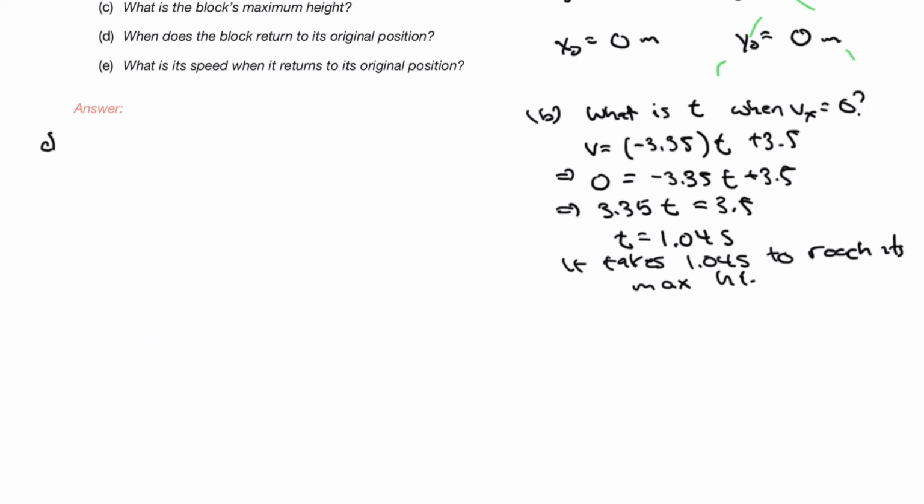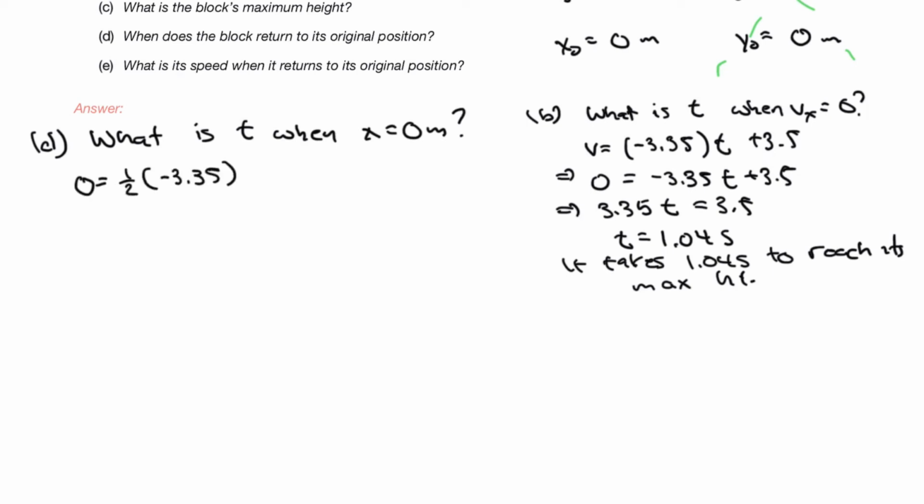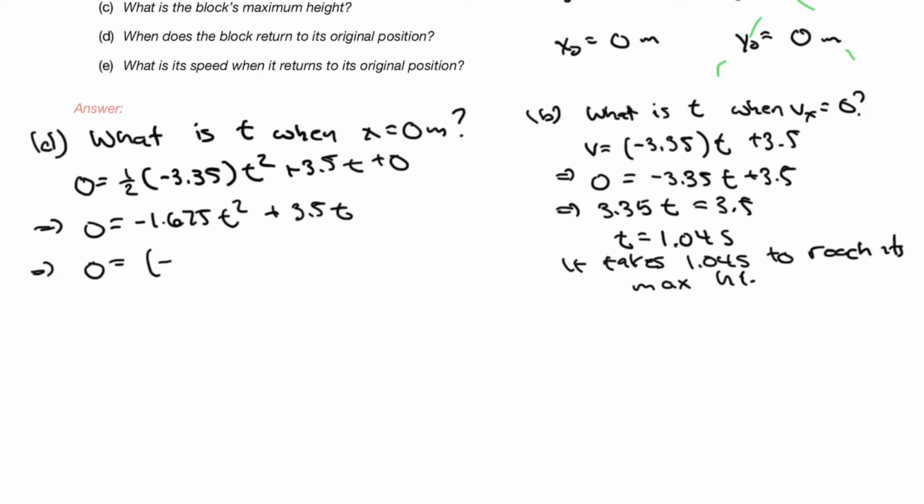In part D, we want to know when the block returns to its original position. This is the question, what is t when x equals 0? And so we go ahead and use our first kinematic equation, plug in values. And what we see here is that we get a quadratic. And this quadratic will have two solutions.